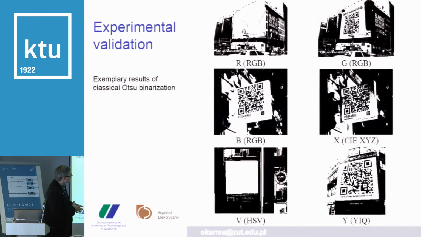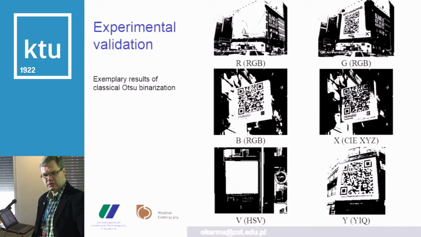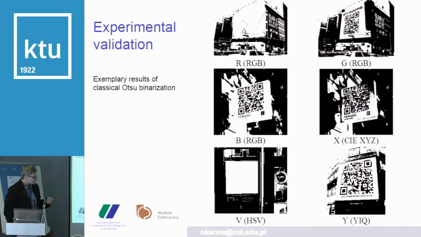So if we take just the red channel from the image, we are unable to see any code because it was red. If we take the same image but the green channel, everything seems to look good. In the blue example, and the XYZ example, the code looks dirty. We would be unable to recognize it properly. In some other color spaces, if we use the value, just the brightness information from the HSV color model, we lose the code. If we use Y, for example, for this image, those are only examples, we can lose part of the information. So we should take care about the proper color model.